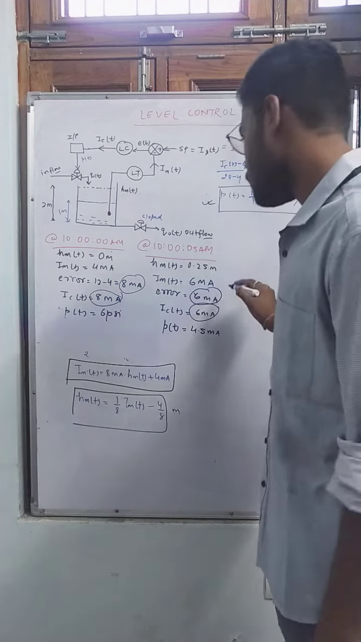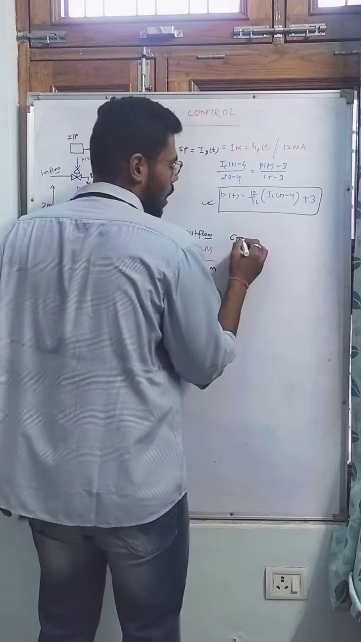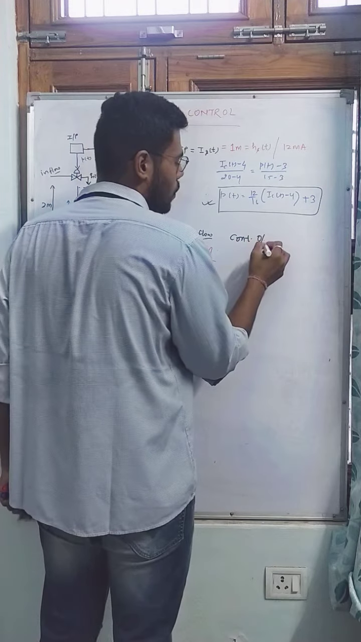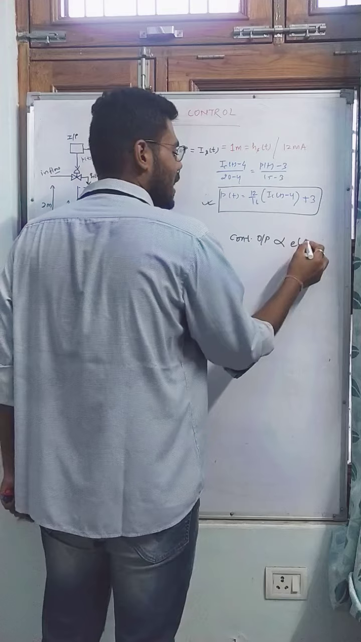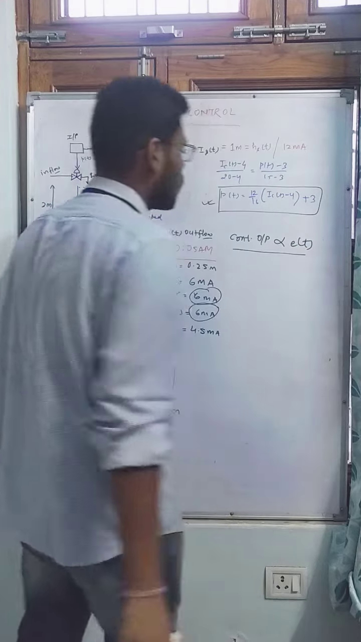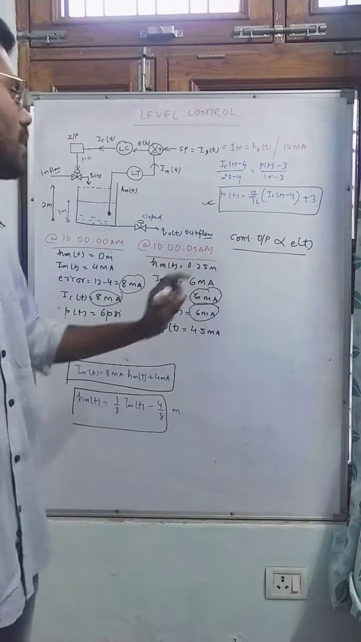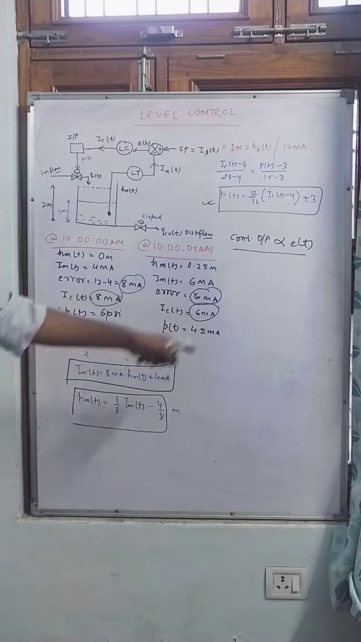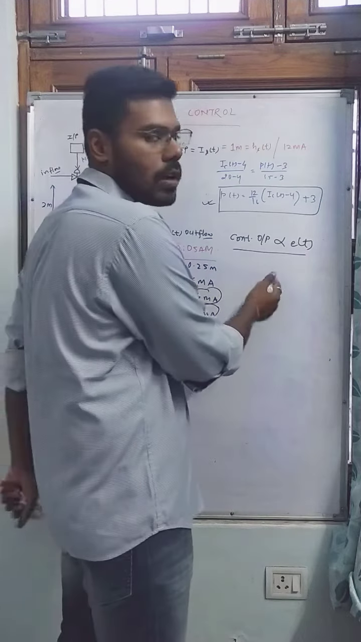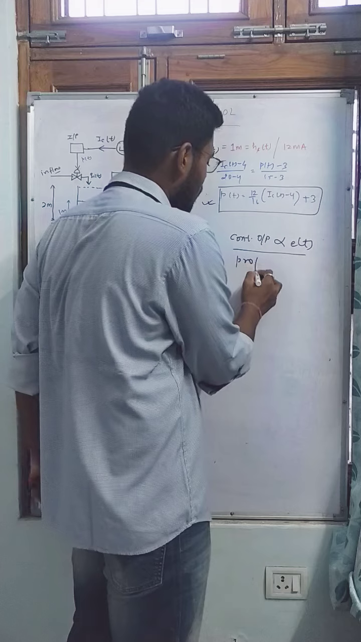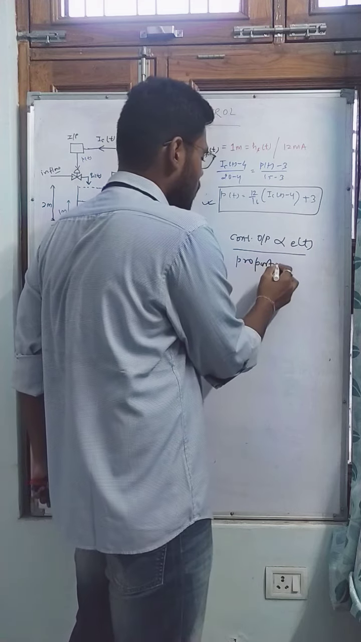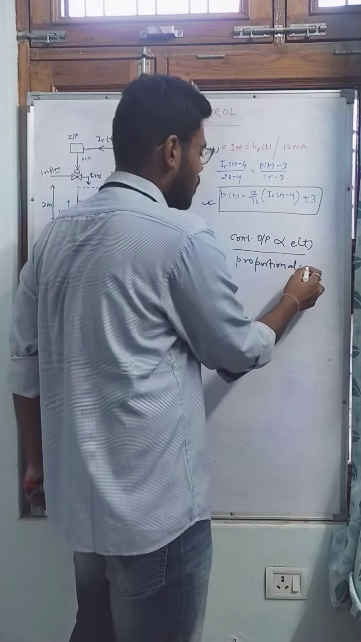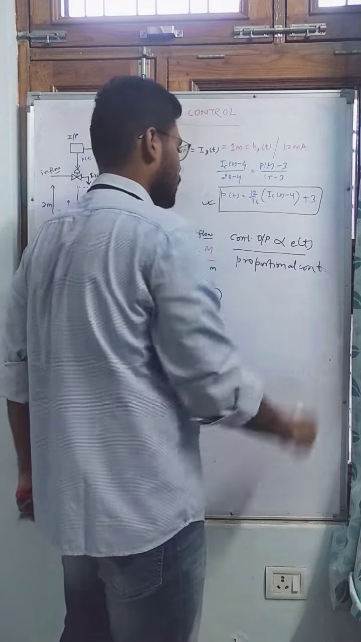That means the controller output is directly proportional to the error generated. Yes or no? The controller output is directly proportional to the error generated. That means it is the work of a proportional controller. Proportional controller. Yes or no?